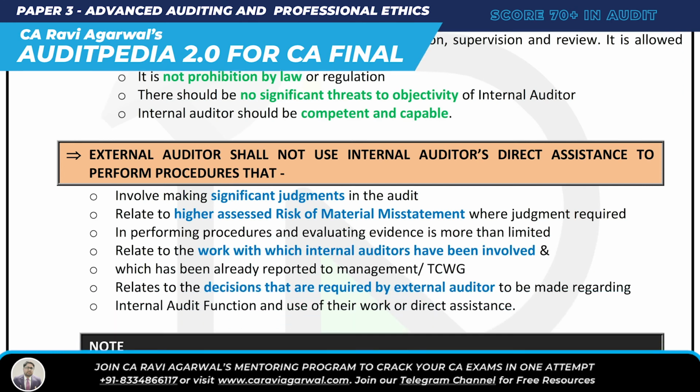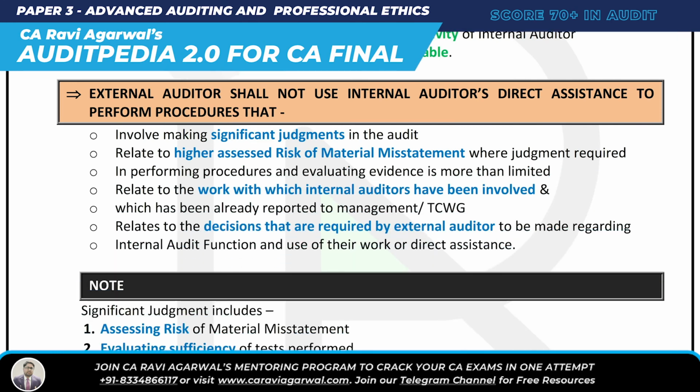Got it? Next, external auditors shall not use internal auditor direct assistance to perform procedures that involve significant judgment. When the question of significant judgment comes, I'm not going to use his work. Number two, when you find a higher assessed risk of material misstatement, I'm not going to use his work in direct assistance. Work with which the internal auditor has been involved himself, I'm not going to use his work.